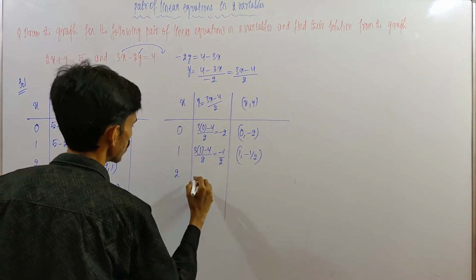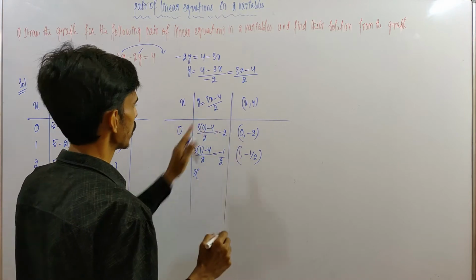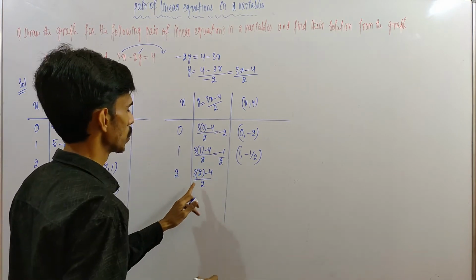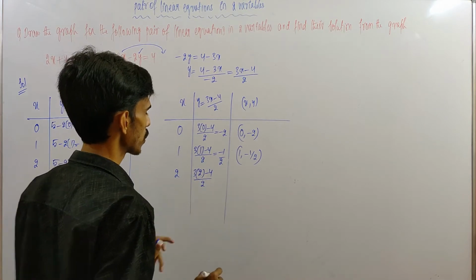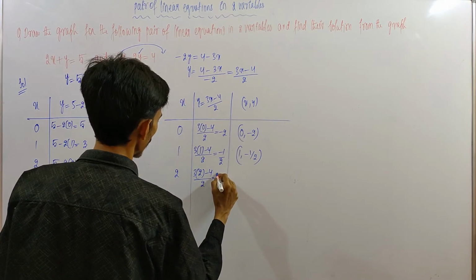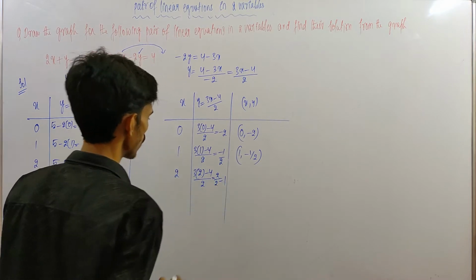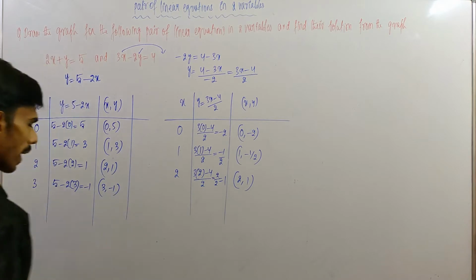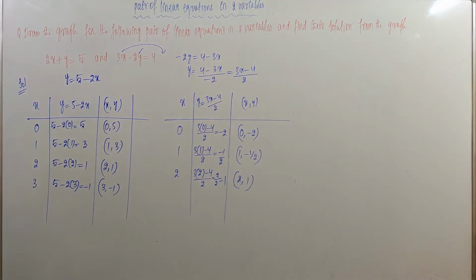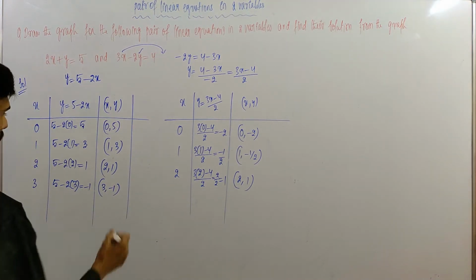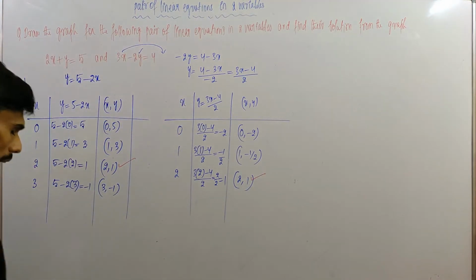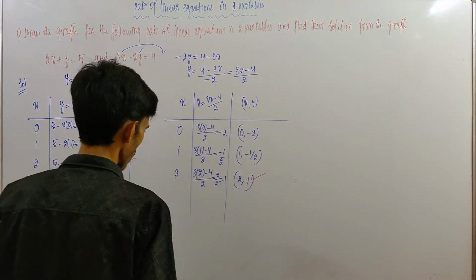Now take the x value as 2. Now this is 3 into 2 minus 4 divided by 2. 3 twos are 6. 6 minus 4 we have 2, divided by 2. We will get the value as 1. So we have 2 comma 1. Look here. We have the ordered pair 2 comma 1 here also. It means that the solution for these equations is 2 comma 1.